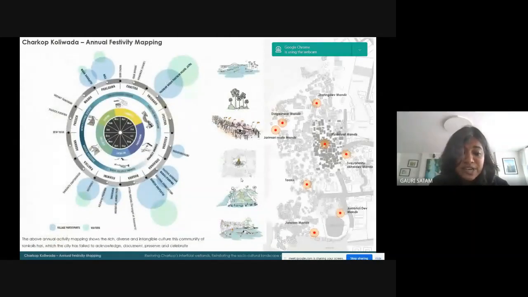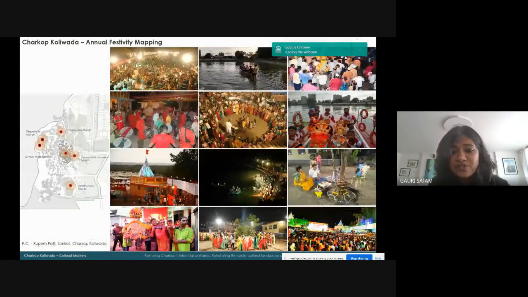So the above is an annual activity mapping showing the rich, diverse, and intangible culture this community of Sonkolis has, which the city has failed to acknowledge, document, preserve, and celebrate. This is a collage of the pictures which I could gather from the Sonkolis whom I have been interacting with. Such a beautiful, colorful community which has been forgotten, not celebrated, and alienated in a way.